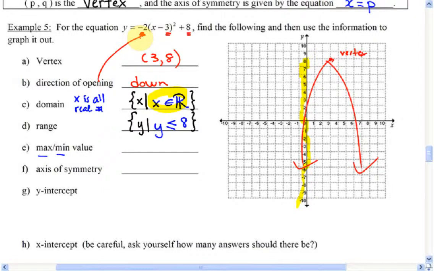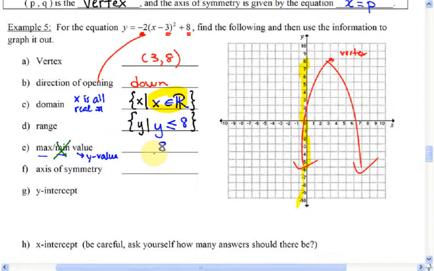Max. So can I ask you to cross out the word min then? We know it's a max because the direction of opening is down. And what is the actual value? Now, when I say value, we're always talking about the y value here. So what is the highest value of y for this graph? 8. Very good. So once again, your vertex tells you so much stuff.